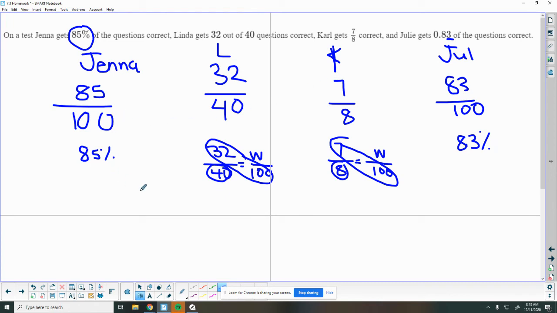Then we can place those from least to greatest. So at the top of your homework assignment, you'll put the person who scored the least, all the way down to the bottom as the most.